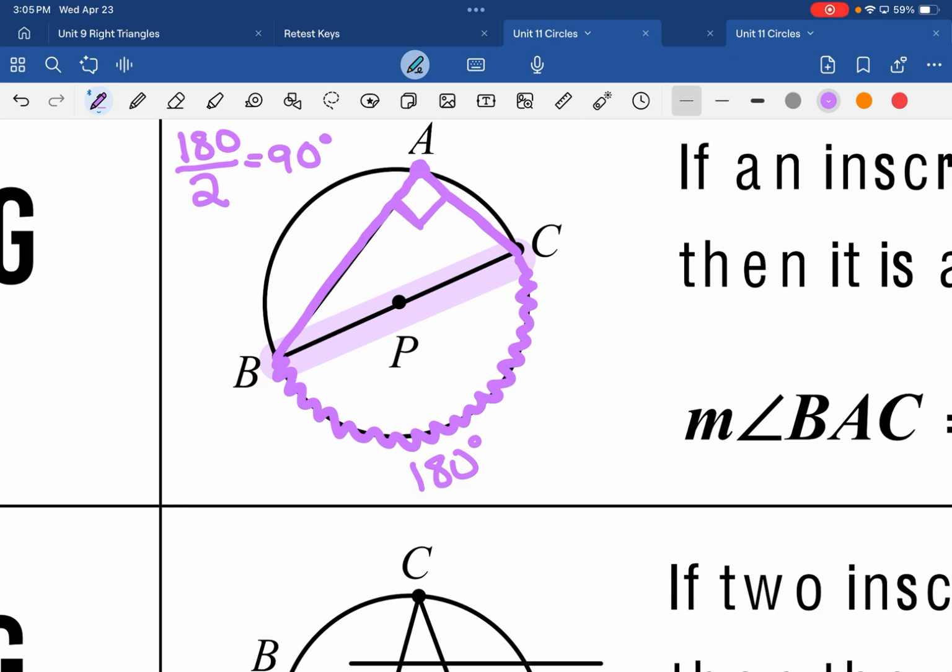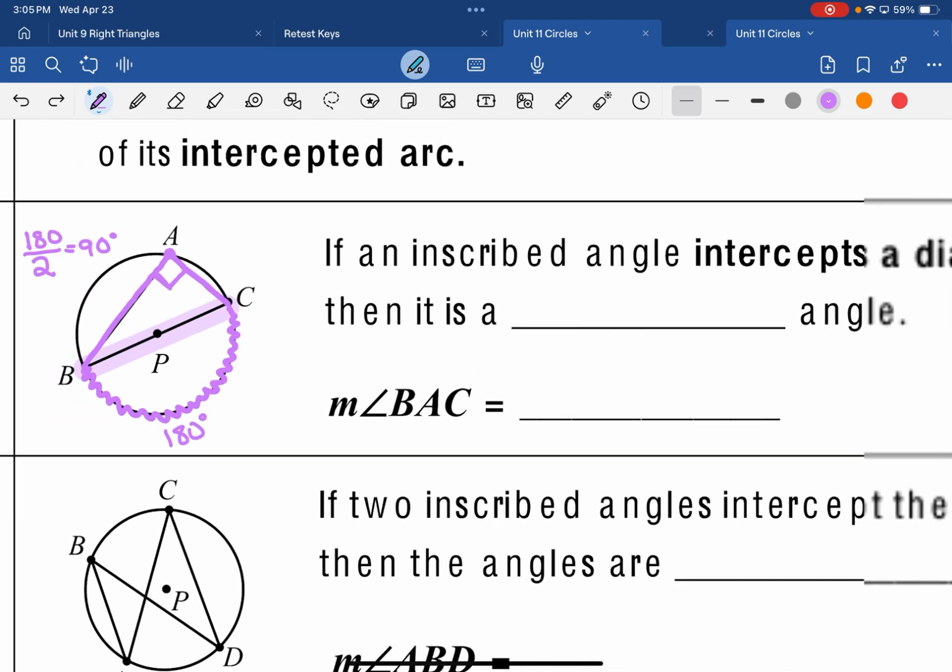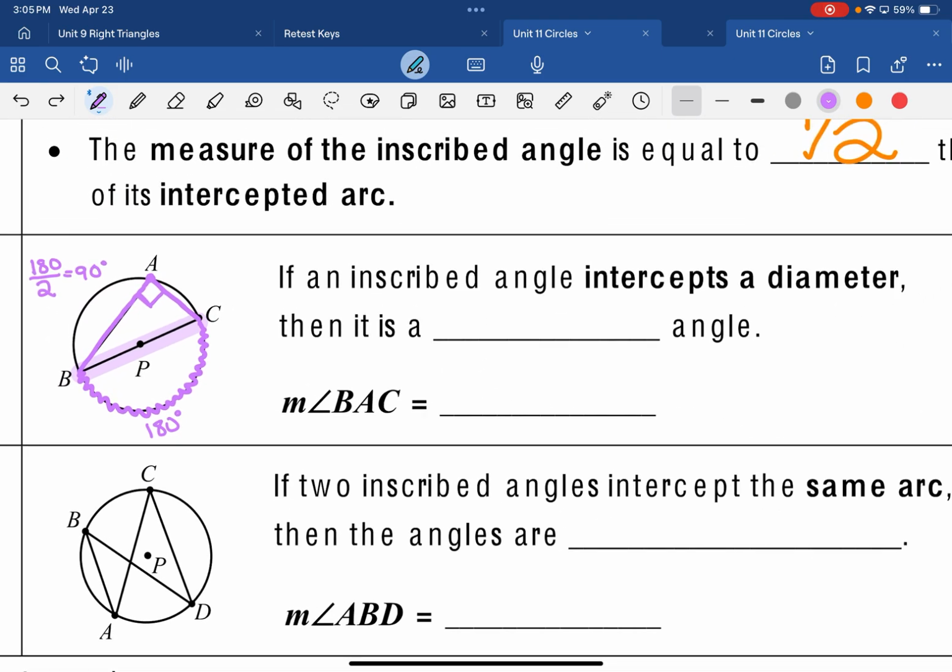So that means that this inscribed angle would be 90. Now, this angle right here, not the length of the line of the diameter, but if I'm looking for that angle at the center is 180. But that's, again, 180 is just like the degree of a straight line. So right here, if an inscribed angle intercepts a diameter, then it is a right angle. And that means the measure of angle BAC is 90 degrees.